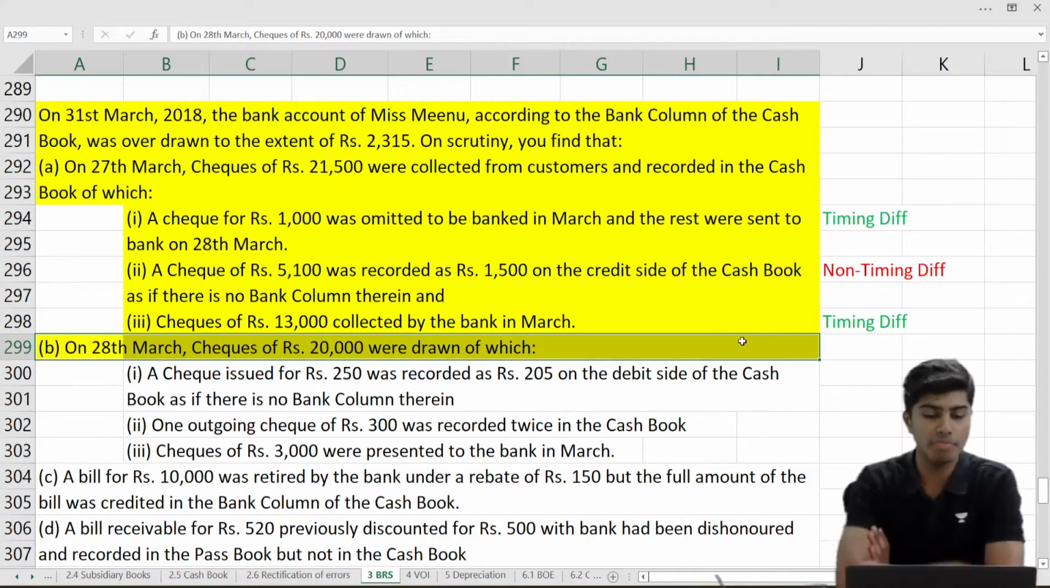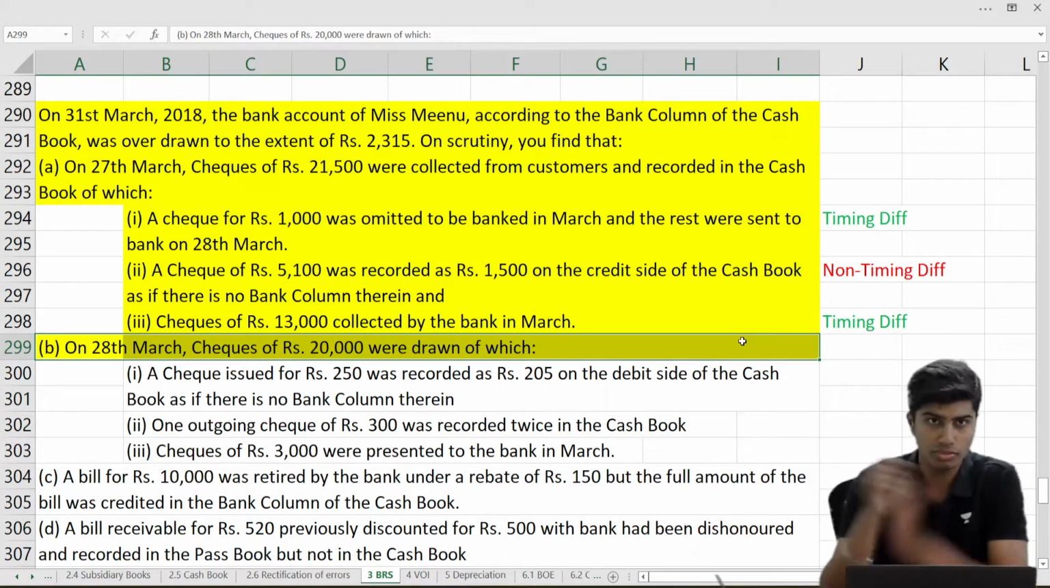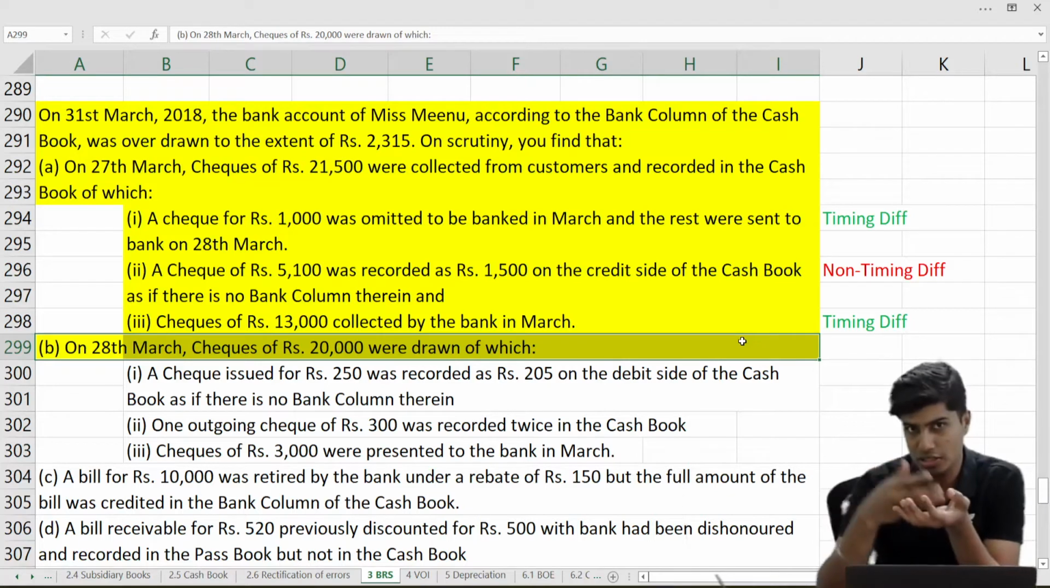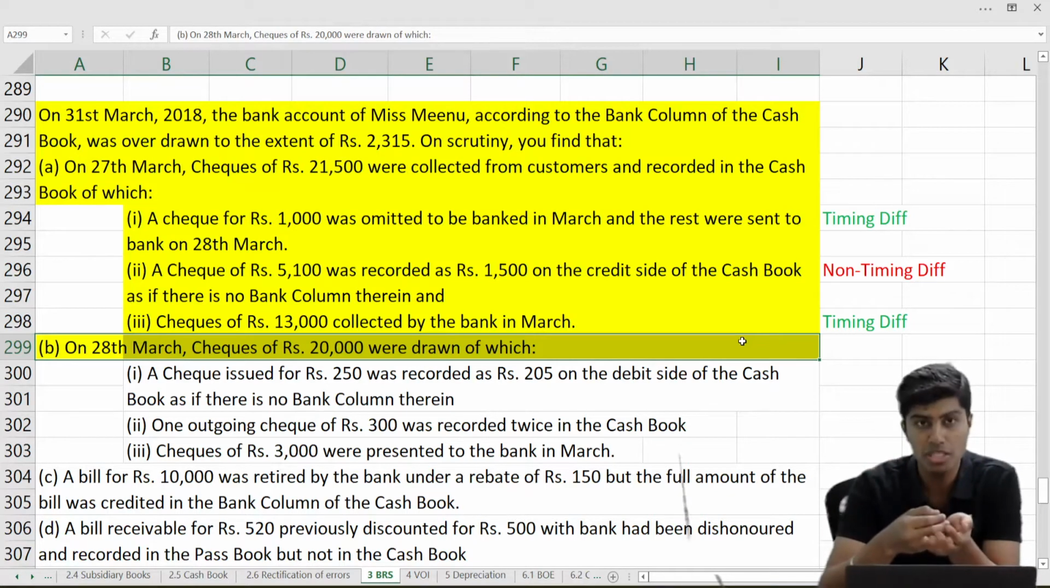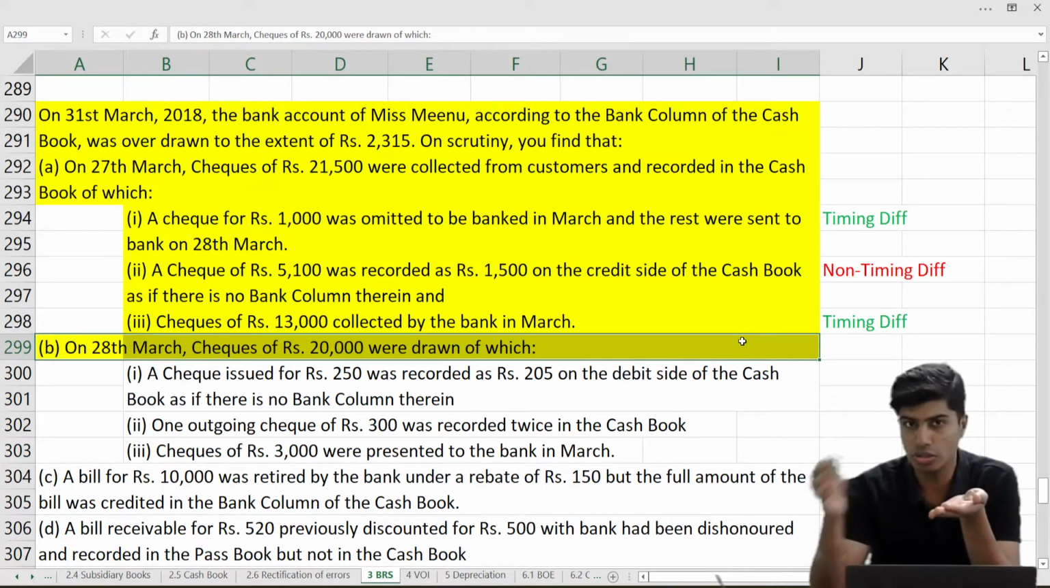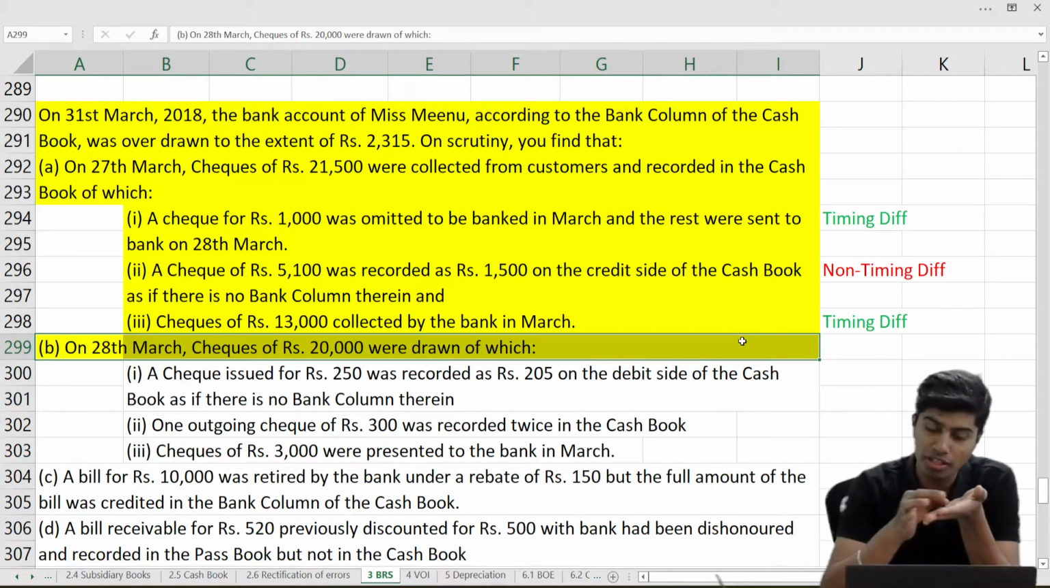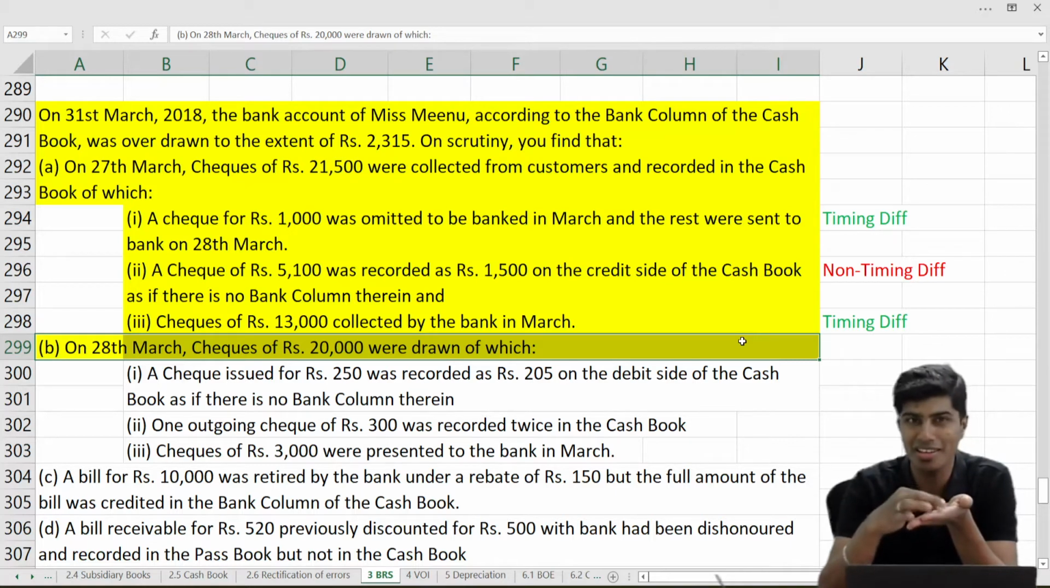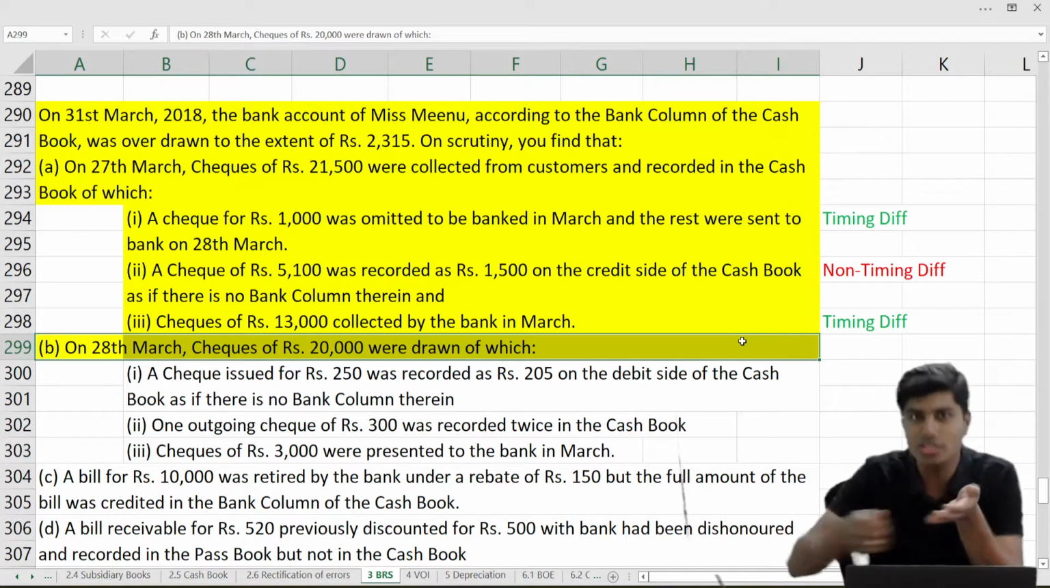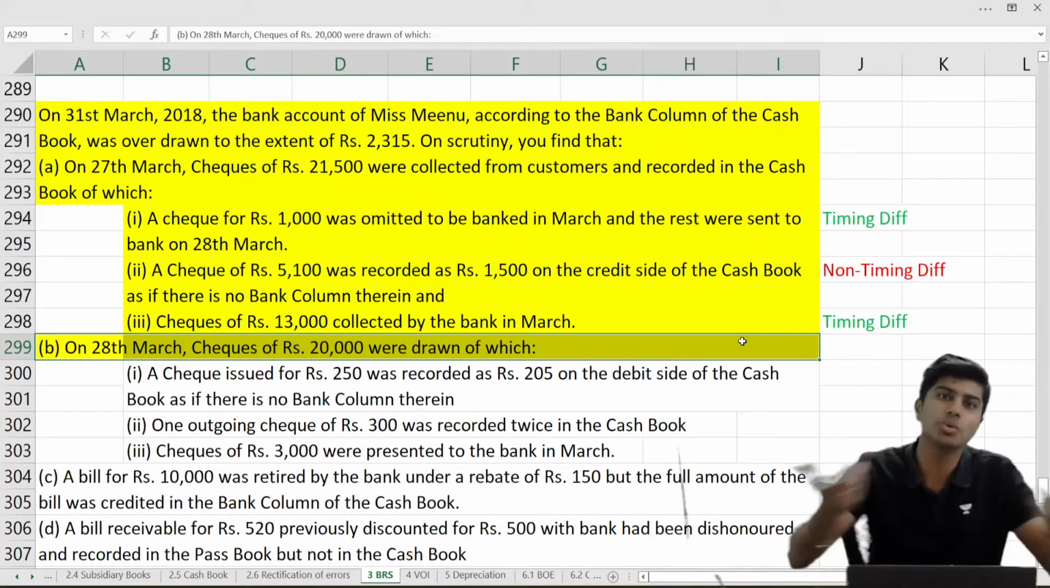On 28th March, checks of rupees 20,000 were drawn. Drawn in the sense the person whose BRS was being prepared, Miss Meenu, took the checkbook, took the pen, opened the pen cap, kept the pen on the checkbook, and then drew her signature, drew the date, drew the amount. Drawing is nothing but writing. Okay. Wrote it, tore the check, and then gave.